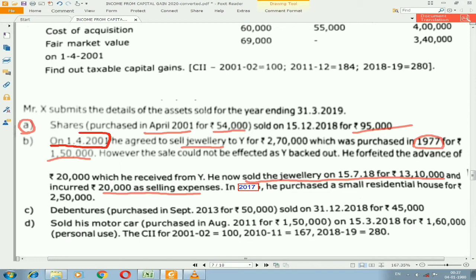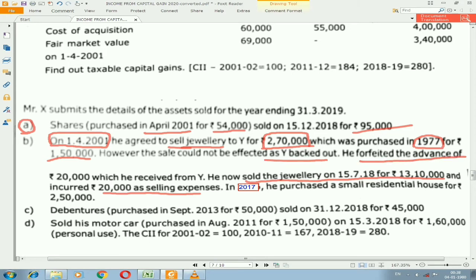So one contract was made in order to make a sale on that day. So on that day the market value of that jewelry is 2,70,000. That means the fair market value. So whatever the market value is on that day, that will be the fair market value on 2001. So I need to compare with 2,70,000, and whichever is higher I need to take.